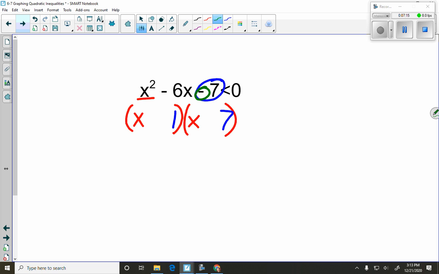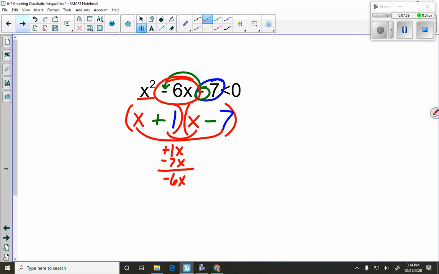Now, if that's a negative, then the bigger number has to have that sign, which means the 1 has to be the opposite sign. Now, I'm going to do a double check. My inside is a plus 1x, and my outside is a minus 7x. Put those together, you end up with a minus 6x. Is that my middle term? Yes, it is. Okay, good. That means this is factored, and it does factor nice. So that means it is less than 0.